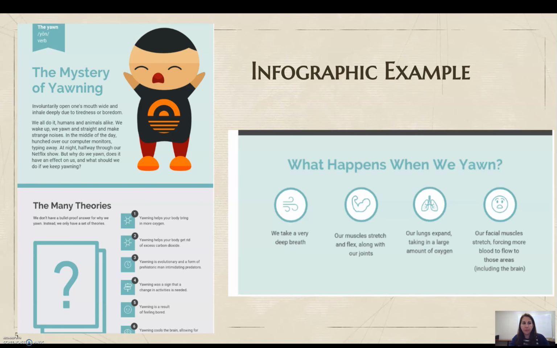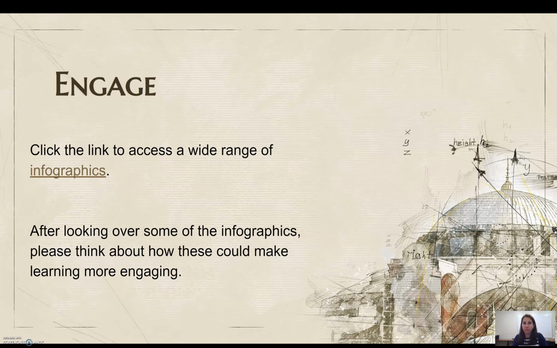Here's an example, the mystery of yawning. They have many theories, and then what happens when we yawn, which I'm going to probably do right now, excuse me. And it's kind of nice because it's not this big paper to read. It's nicely broken down. So this is what an infographic is. You're taking the information and putting it into an easy to look at piece of paper.